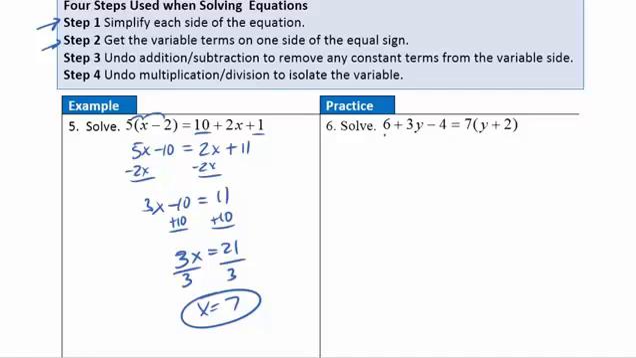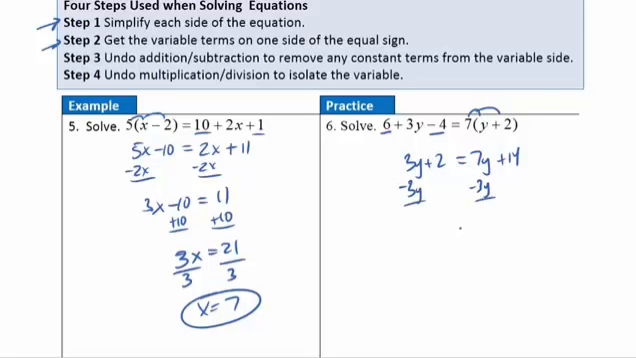Okay, question 6. We do have some like terms on the left side. A positive 6 and a negative 4. That's going to leave us with a positive 2, and I wrote the 3y first just to get in descending order. On the right side, I'm going to distribute the 7. So 7y plus 14. Okay, I got variable terms on both sides, so let's get rid of that smaller one.